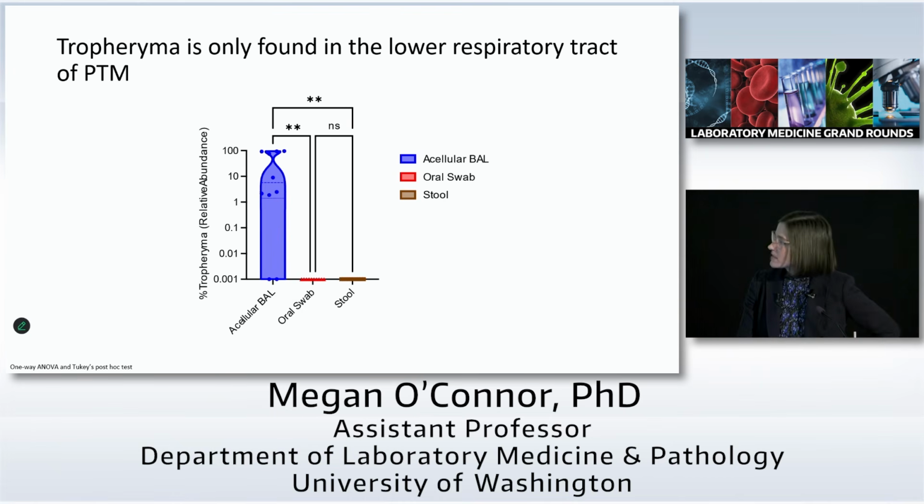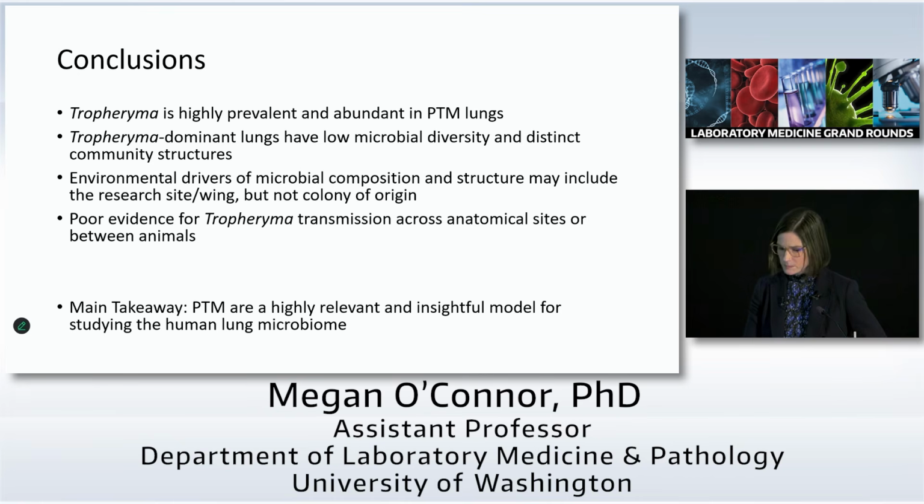Now, I'm going to talk about some of the conclusions of what we've done with this study so far, and then I'm going to be talking about the different types of future directions that we're moving towards. So overall, we've identified that Tropheryma is a highly prevalent and really abundant bacteria within our pigtail macaque lungs, and that Tropheryma-dominant lungs have low microbial diversity and distinct community structures. Overall, we've started to identify different environmental drivers of the microbial composition and structure that may include the research site and wing, but not the colony of origin.